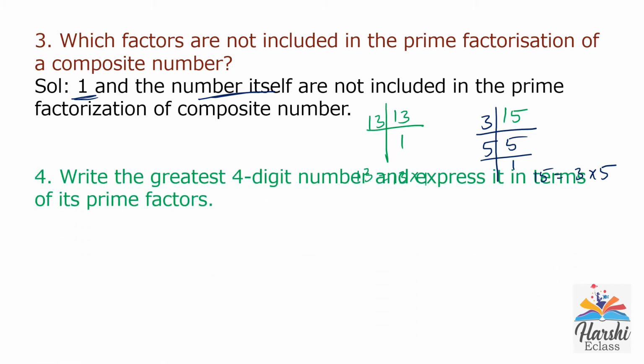Fourth question. Write the greatest 4-digit number and express it in terms of its prime factors. The greatest 4-digit number is 9999. Prime factorization of 9999. It is ending with an odd number, so it is not divisible by 2. We will check with 3.